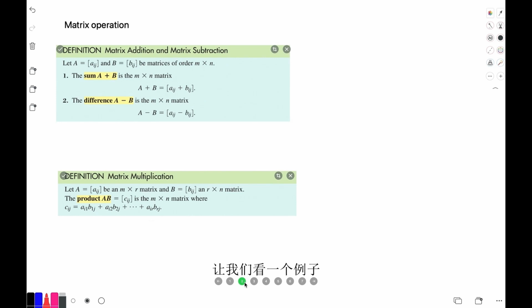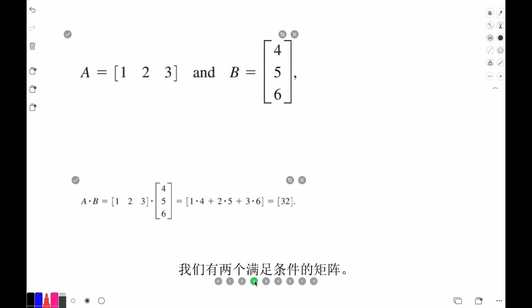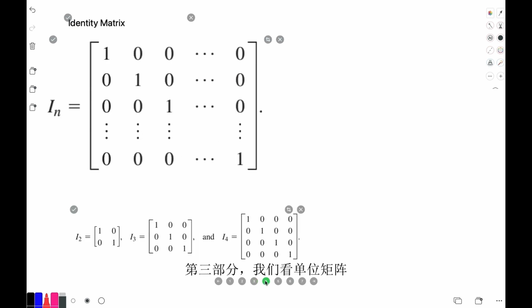So, let's look at the example. We have two matrices that satisfy the requirement. We only put 1 times 4 plus 2 times 5 plus 3 times 6, then we can get the answer 32. The third part, we're looking at the identity matrix.